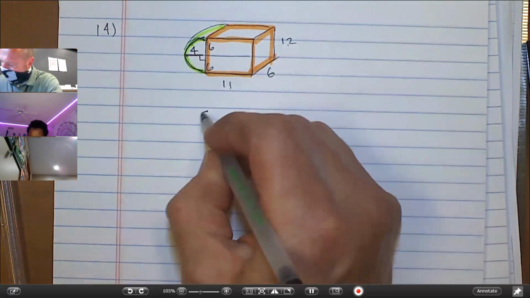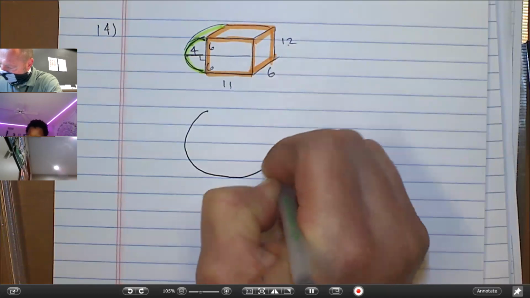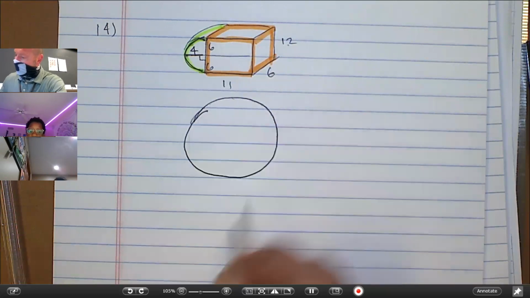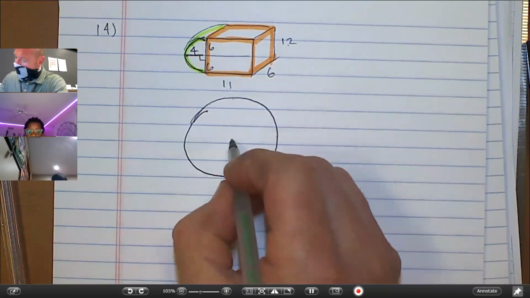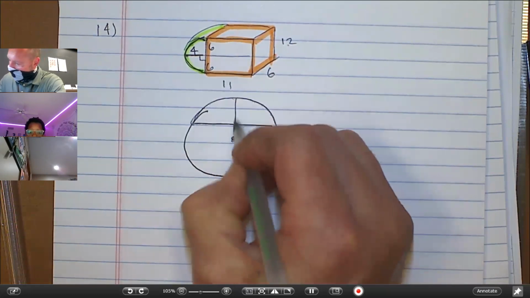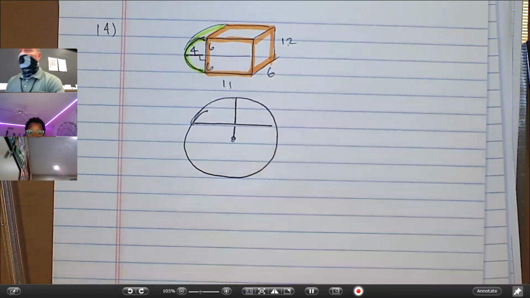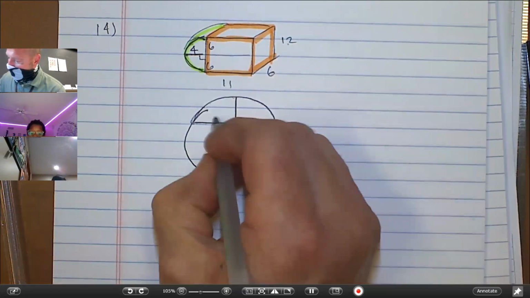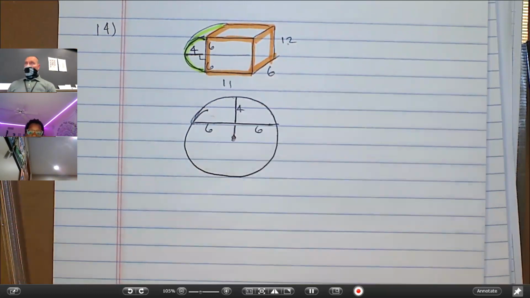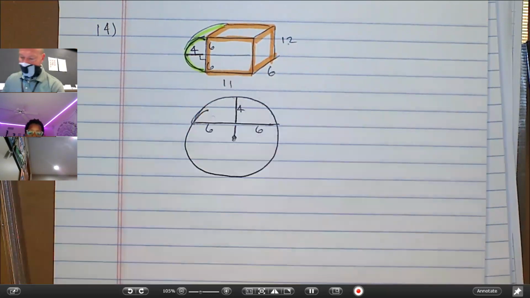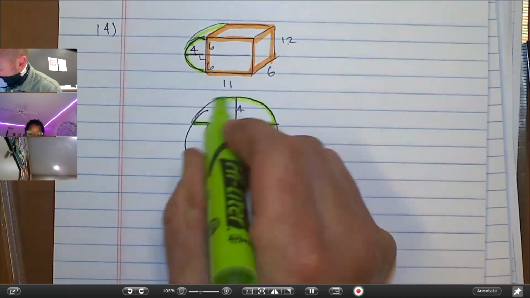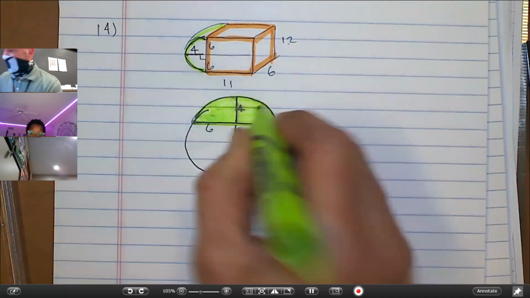I'm going to draw a circle here. It's a bad circle, but pretend with me. What you actually have, if this is the center of my circle, is something like this, where this distance is 6, this is 6, and this is 4. And you have to find, as I'll stay consistent with my colors, the area of that green portion.